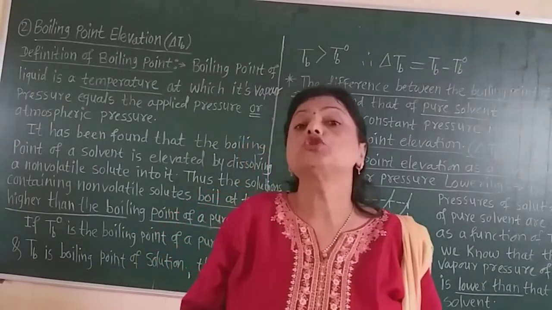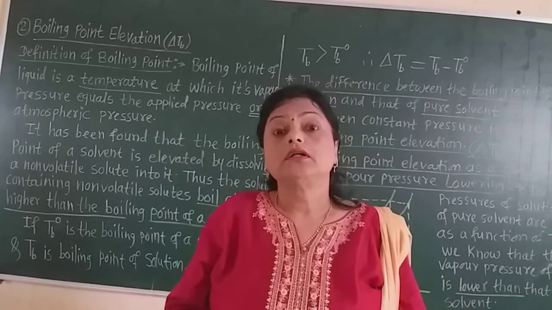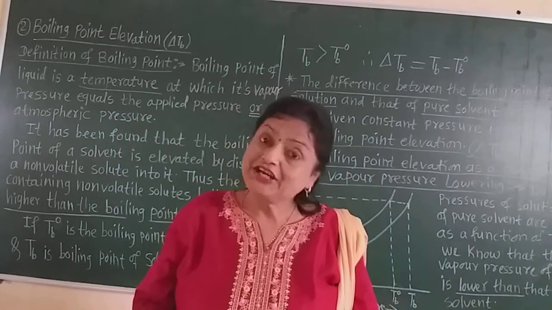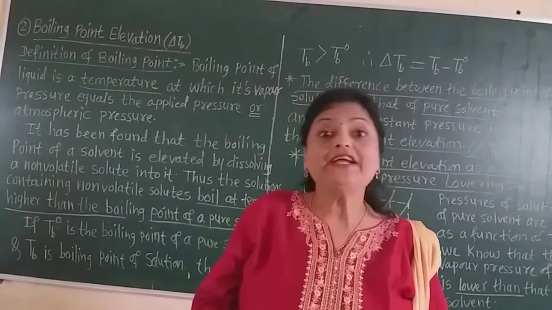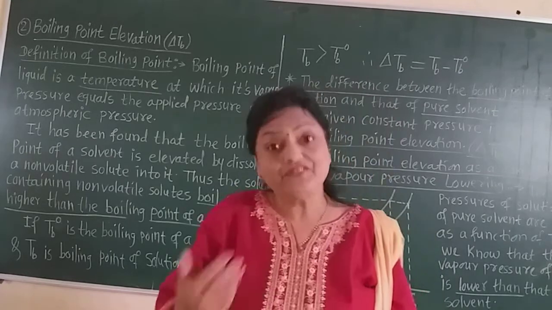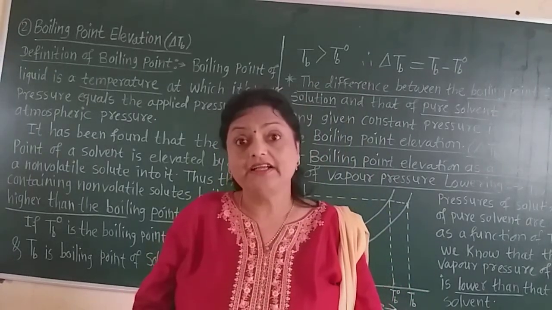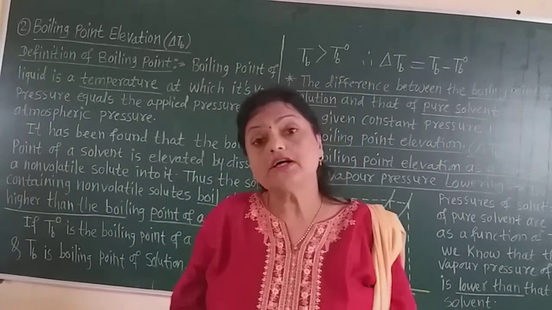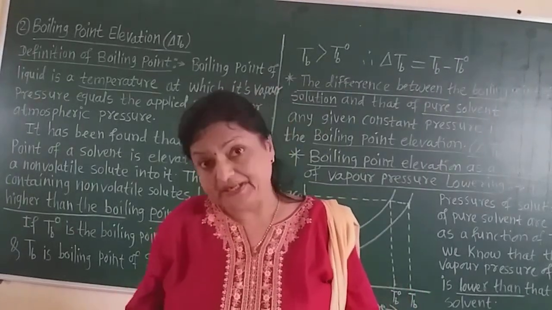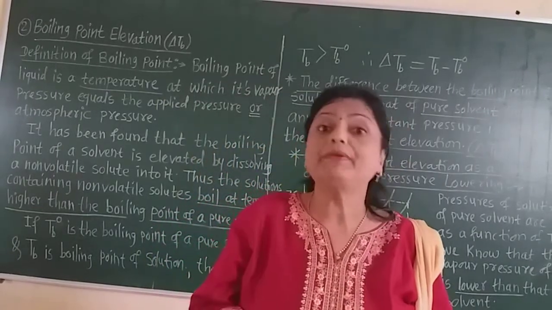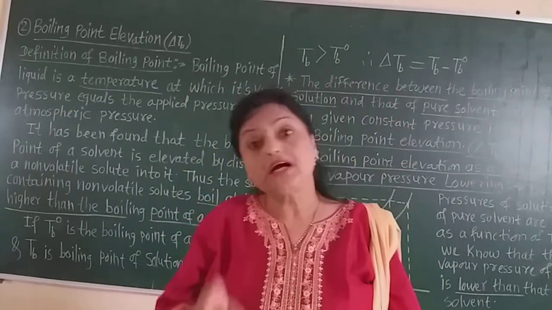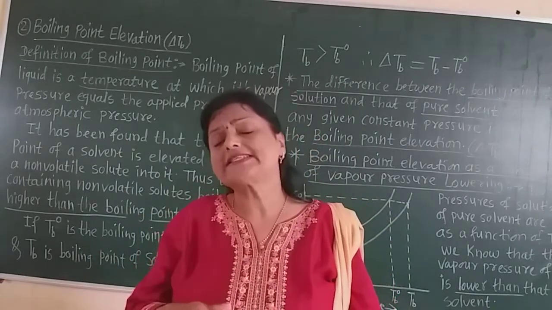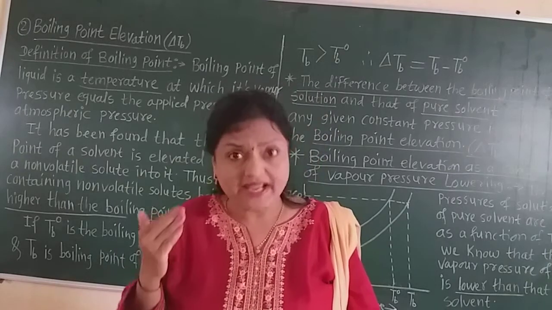After addition of the solute, what happened? The vapor pressure of the solution decreases. We know that. And due to that, the boiling point, that is the temperature at which the solution boils, also increases. Now, because the boiling point is the temperature at which the vapor pressure of that liquid becomes equal to the atmospheric pressure, that is 1 atmosphere or 760 mm of Hg.